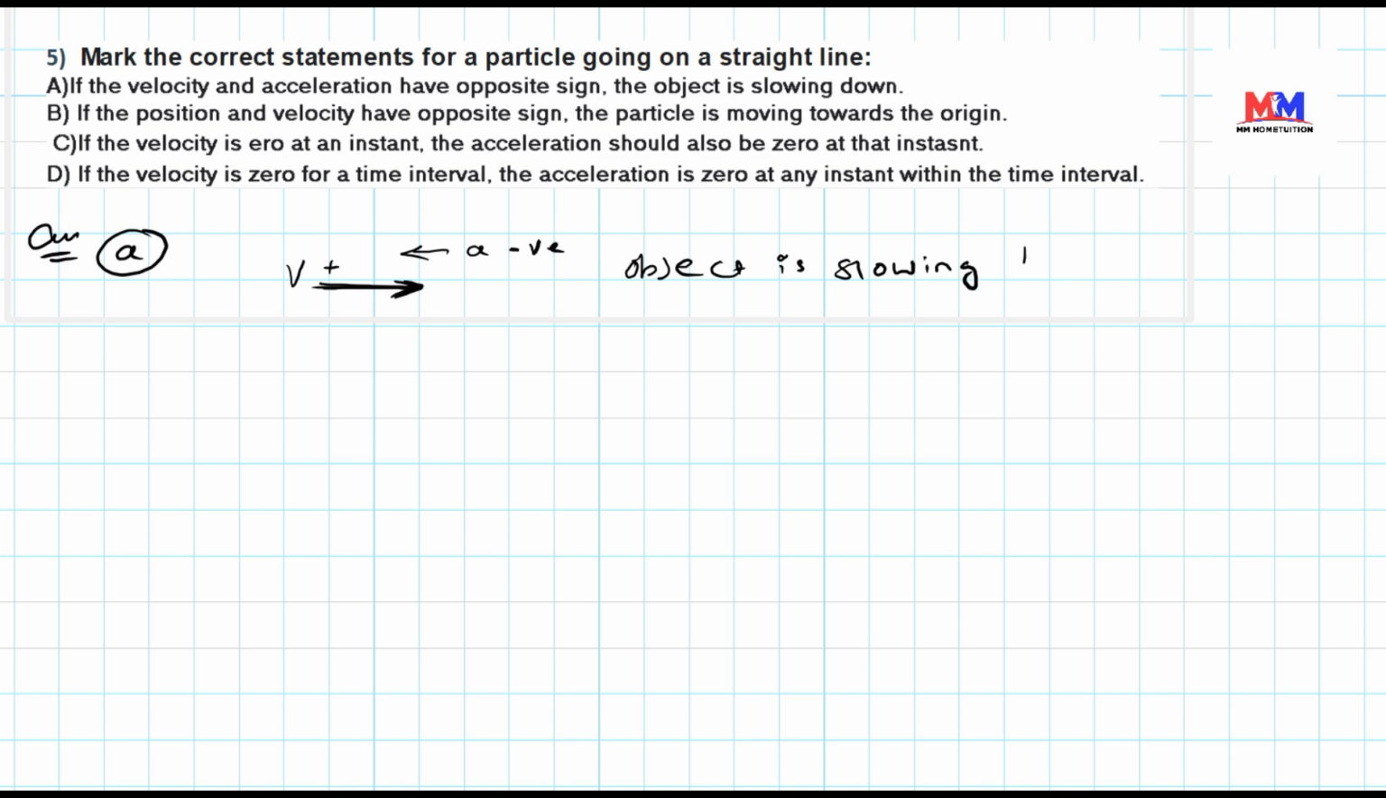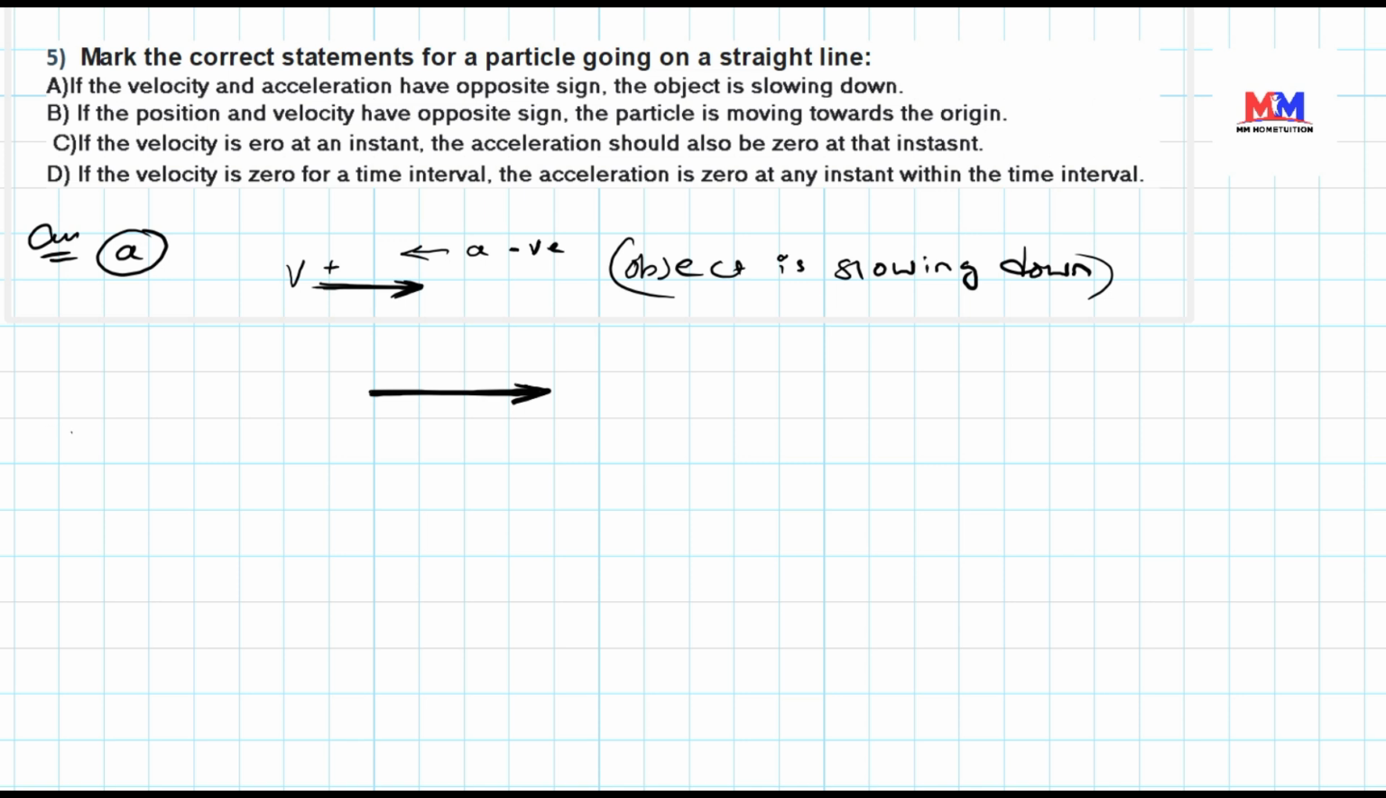The body moves in a straight line. It is already given: mark the correct statement for the particle going on a straight line. So when the body moves along a straight line path, this is the condition: if the velocity and acceleration have opposite sign, the object is slowing down.